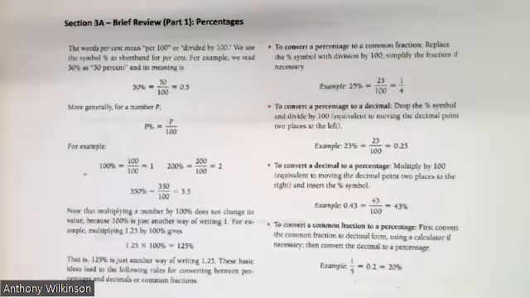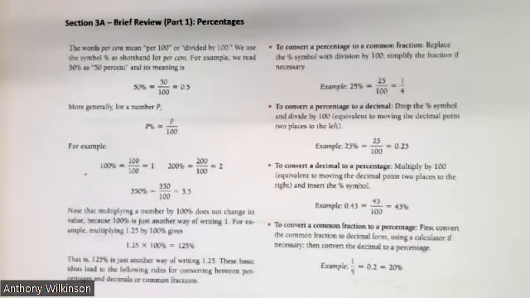Note that multiplying a number by 100% does not change its value, because 100% is just another way of writing the number 1. For example, multiplying 1.25 by 100% gives this: 1.25 times 100% would be 125%. That is, 125% is just another way of writing 1.25.